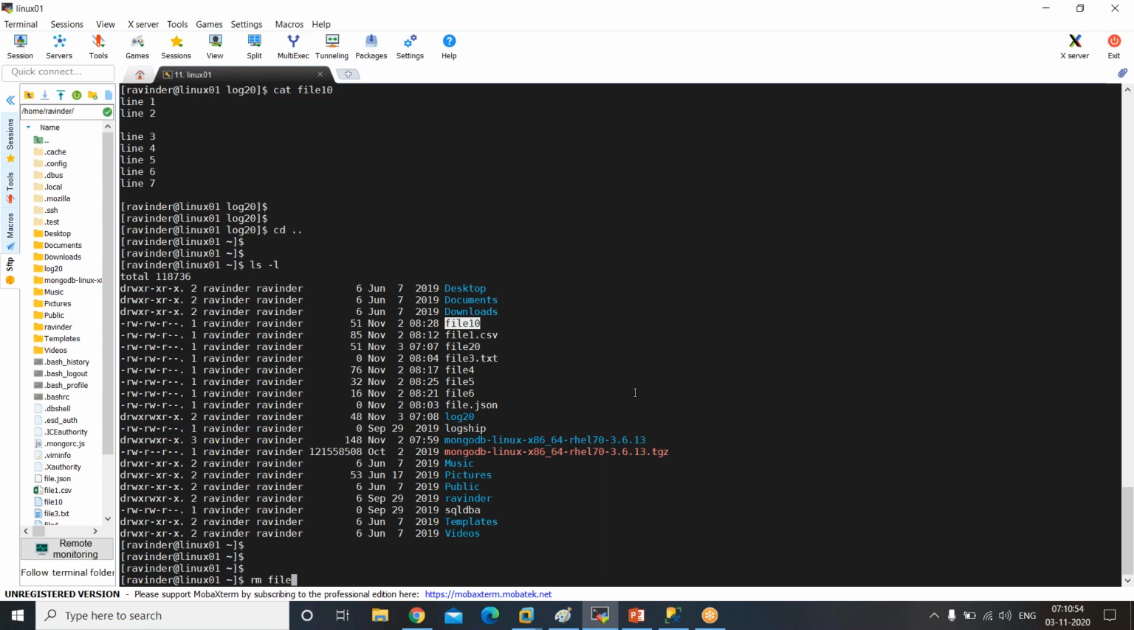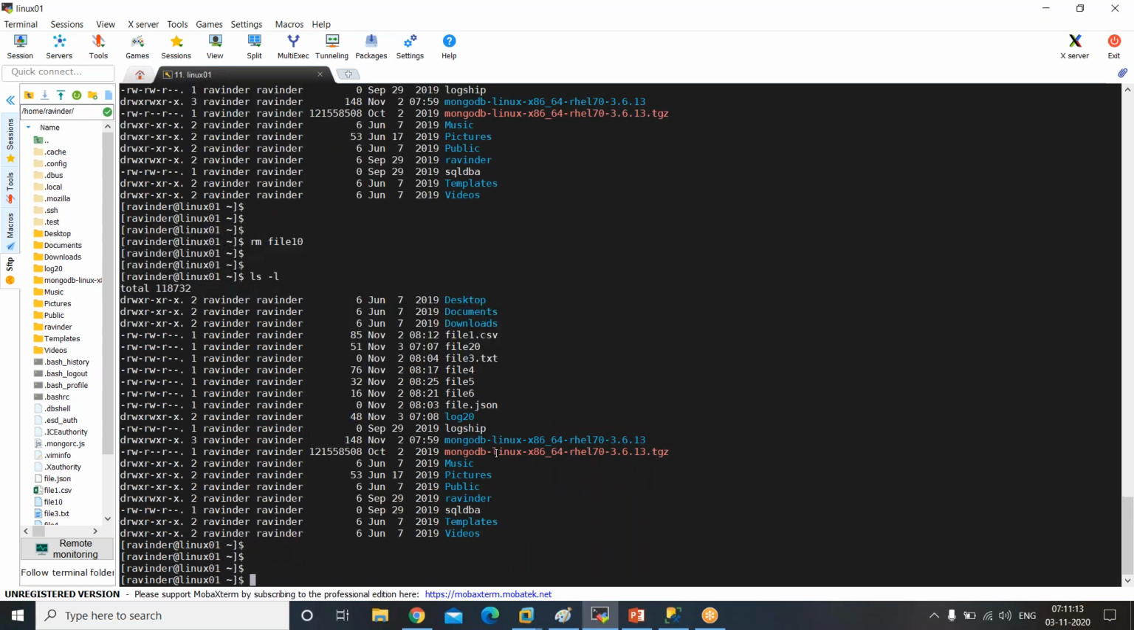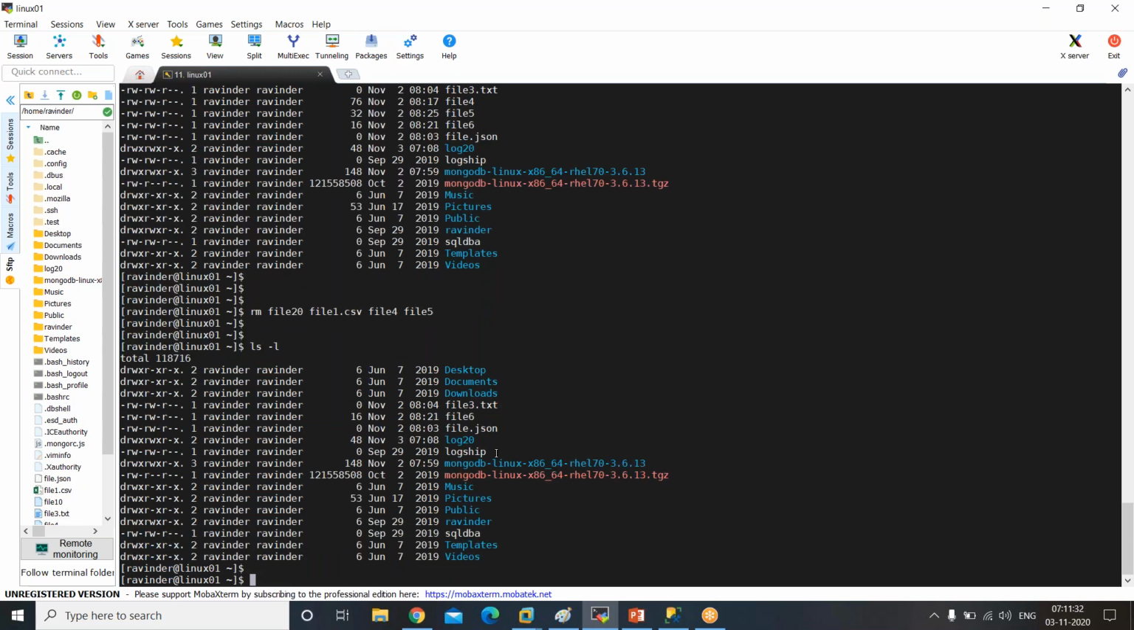If you are the owner, only then you can delete. I'm the owner. See who logged in, Ravinder. And who is owning this file is Ravinder. This is the owner. This is the group actually. So Ravinder created the file, Ravinder is deleting, it will remove. So if you go and check ls -l, the file 10 is gone. If I want to remove multiple files, file 20, file 1, file 4, file 5, and I check this, all are gone.